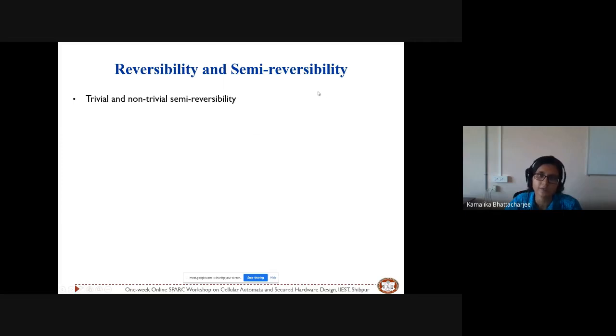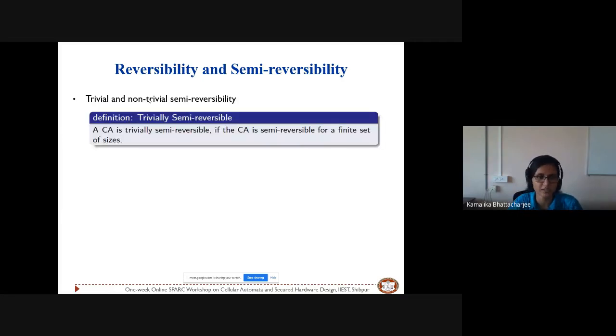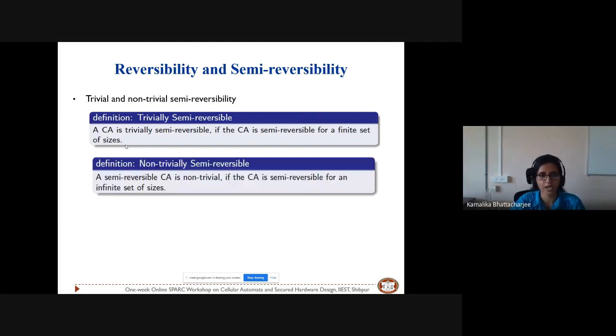Now, for semi-reversibility, we can define two classes of semi-reversibility depending on the sizes of the cells for which the CA is reversible. One is trivial. We call it trivial if the CA is reversible for only a finite set of sizes. So if the number of n's for which it is reversible is only finite, we call it trivially semi-reversible. Otherwise, we call it non-trivially semi-reversible.